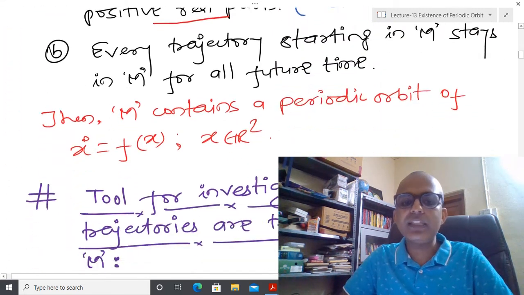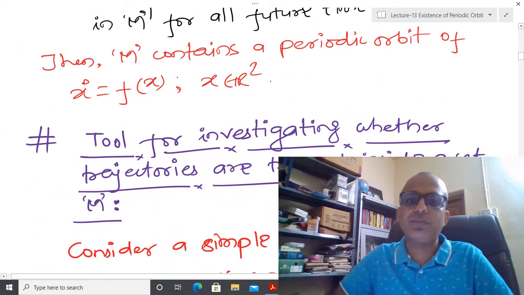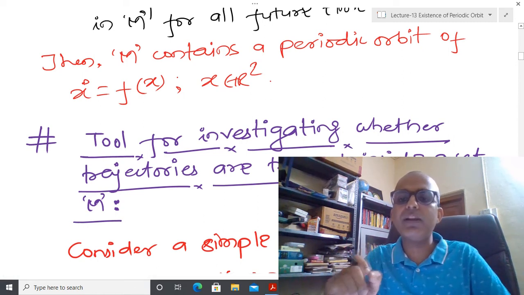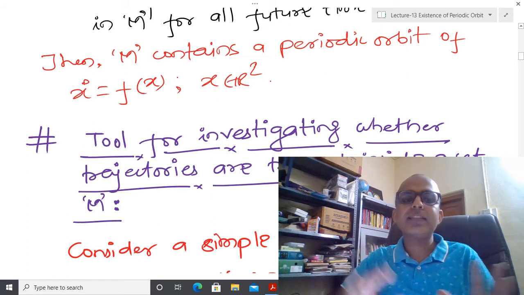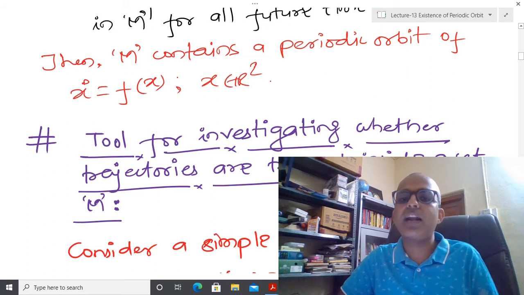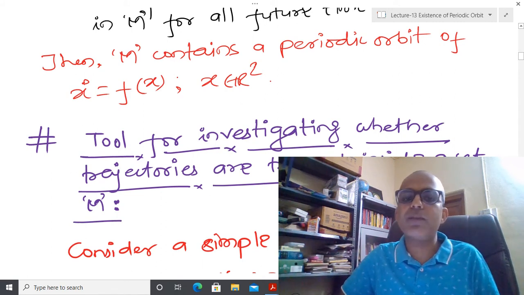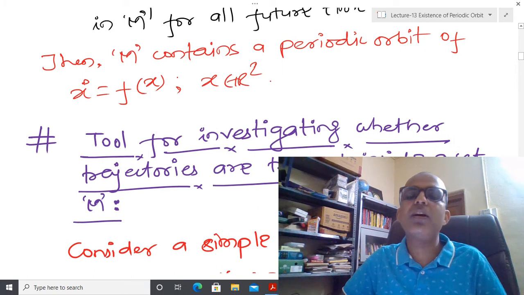Now let us try to see our lemma. Lemma means a small part of the theorem. Now we have to develop some kind of mathematical condition so that we are able to see whether a trajectory that starts nearby an equilibrium point, or if I don't have an equilibrium point, then inside the region, is going to be trapped inside a set or not.